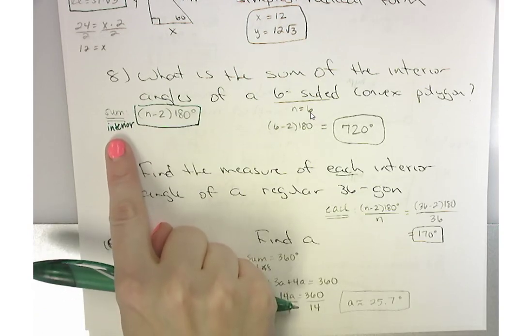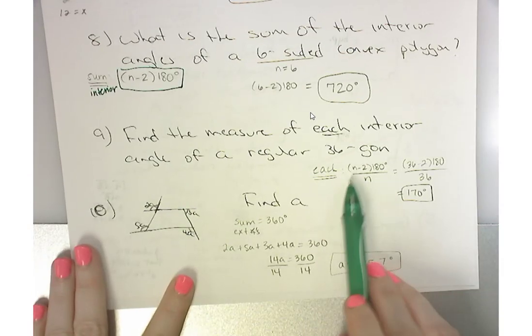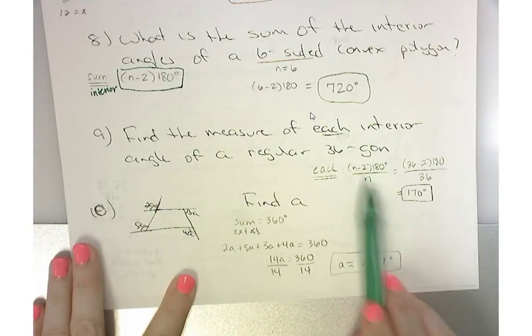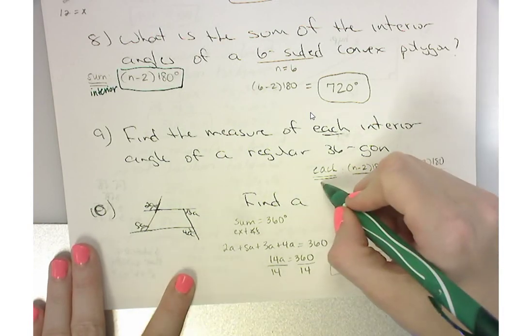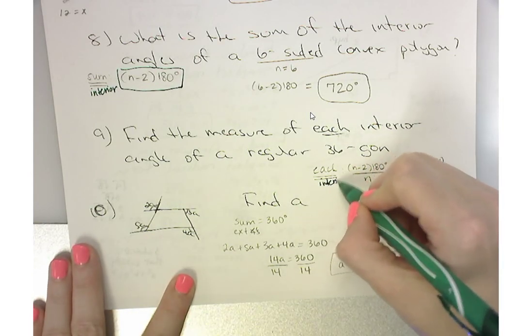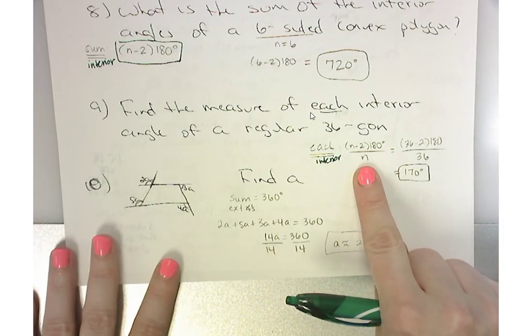Okay, for 10, you're going to add these all together, set them equal to 360, because these are the exterior angles. The sum of your exterior angles is going to equal 360. That might be something you want to write down. And then this was a decimal. I just rounded to the nearest tenth.